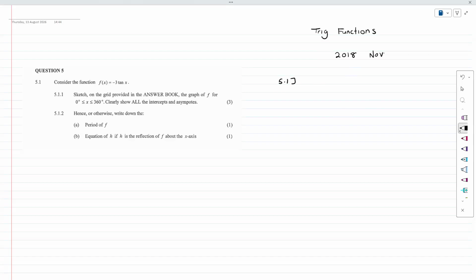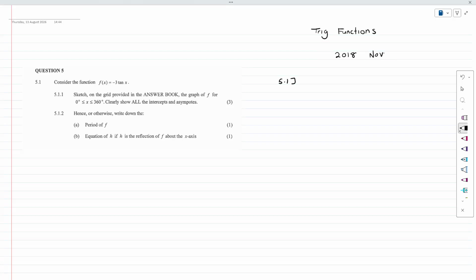5.1 says sketch on the grid in the answer book the graph of f for 0 less than x less than 360. Show all the intercepts and show all the asymptotes. Now, drawing graphs is going to take a little bit of time, so I'm going to show you how to do it. We're going to start off with mode.